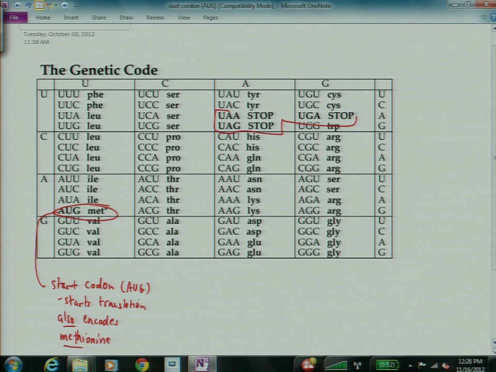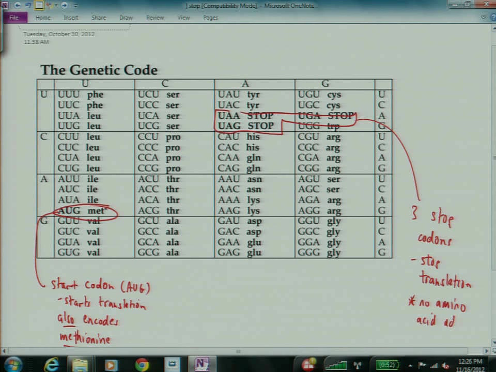And what this says is stop translation, and there's no amino acid added. All right. So before we go further, let's take a second and look at this. There's some other things about this, too.